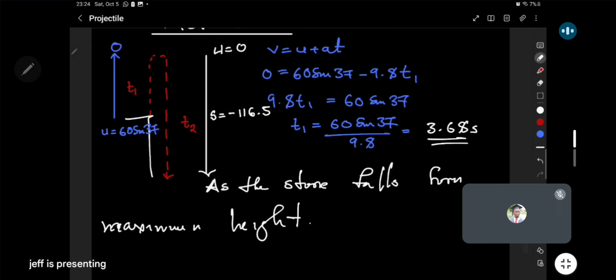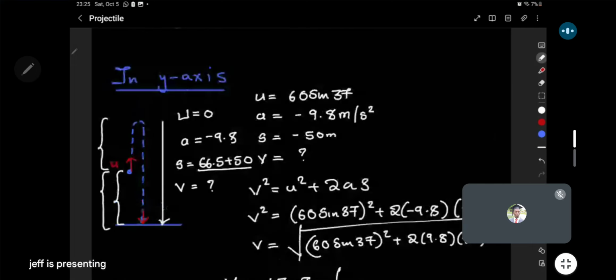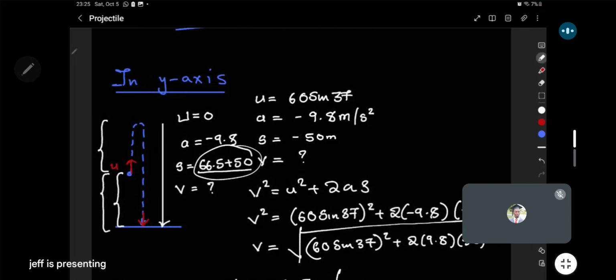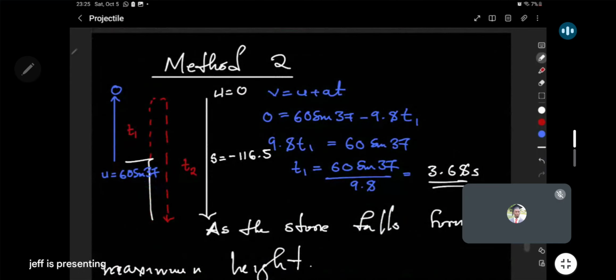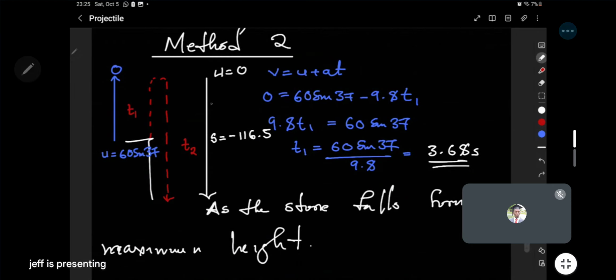So on its way down, the displacement will now be the full height. And remember, it's a downward height, so it's negative. We saw it earlier, it was 116.5. So I hope you remember it. We used it at some point: it was this part here plus the 50 for this part. So negative 116.5, negative because it's a downward displacement. Other than this, we also have acceleration due to gravity, which is negative 9.8. So using these, we can find the time it took to fall all the way down to the bottom.